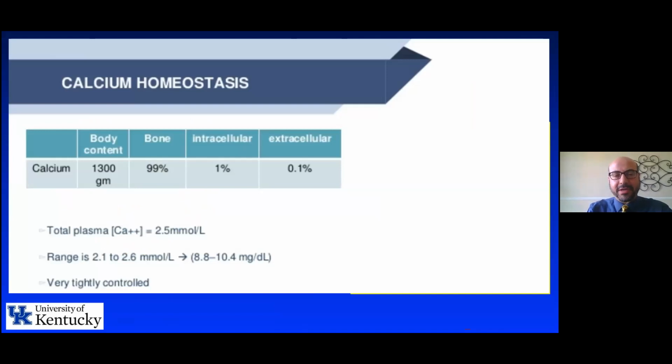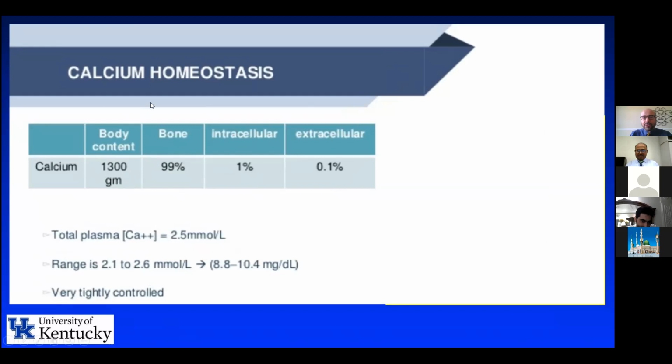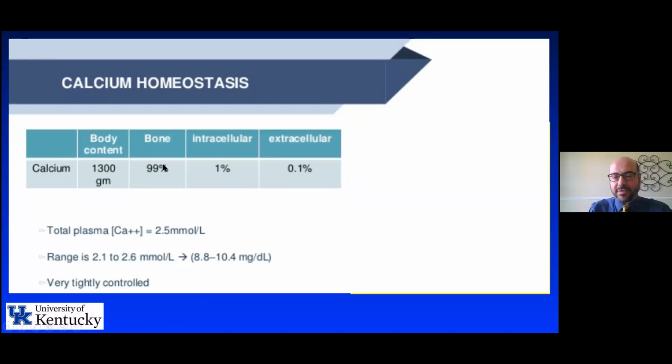Mine maybe a little bit higher, or Dr. Husseini a little bit higher. Maybe 1 to 1.5 kilogram. We are talking about kilograms here of calcium in our body. Where does this exist? 99% of this exists in the bone. Only 1% is intracellular, and a very, very small fraction, 0.1%, is extracellular.